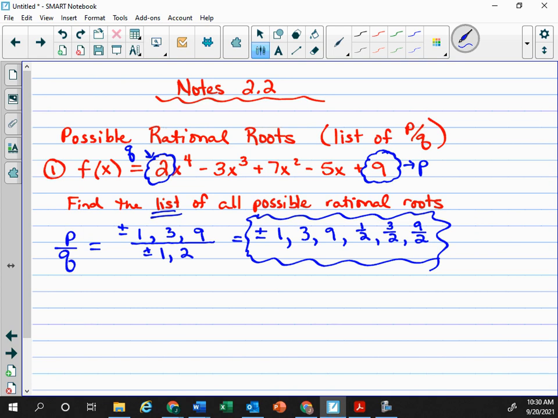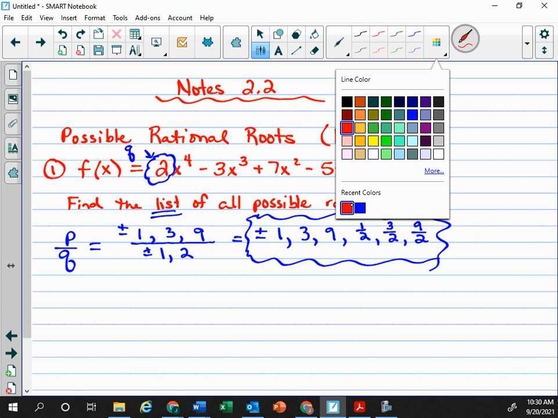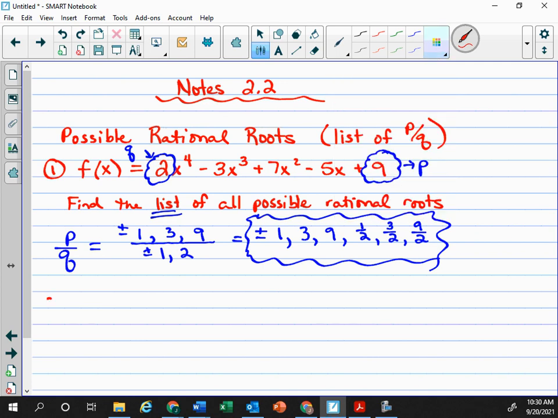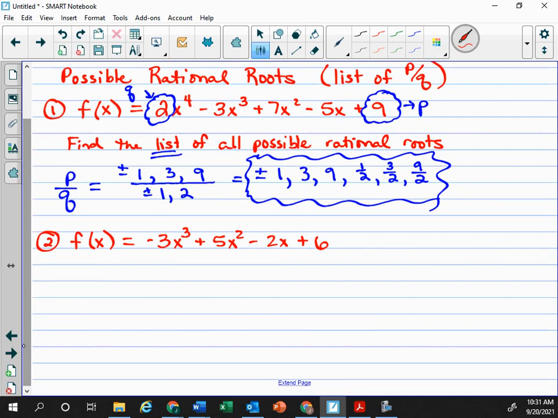Okay, let's try one more of these just to make sure you guys have it on the list part. All right, let's say f of x is equal to negative 3x cubed plus 5x squared minus 2x plus 6. And again, I just want you to find your P over Q list.